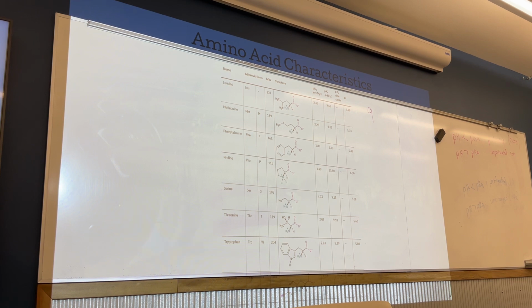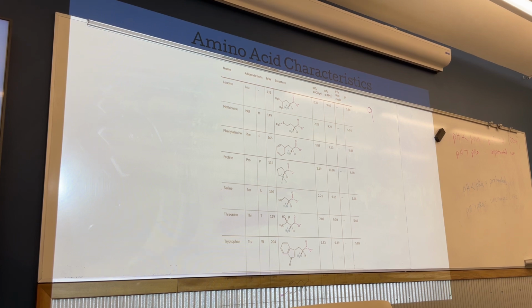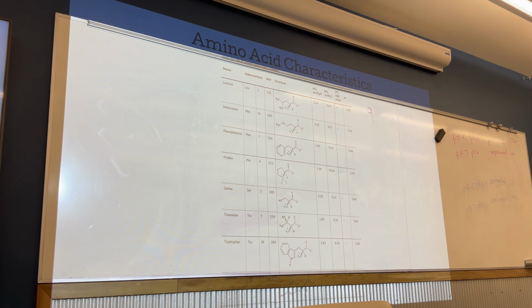Now, pH is less than the pKa. So for the amino group, it's going to be protonated. So it's going to look like this. It's going to stay there. Okay. So this would be charged, right? In this case, it would be a +1 charge. Okay. Does that make sense?